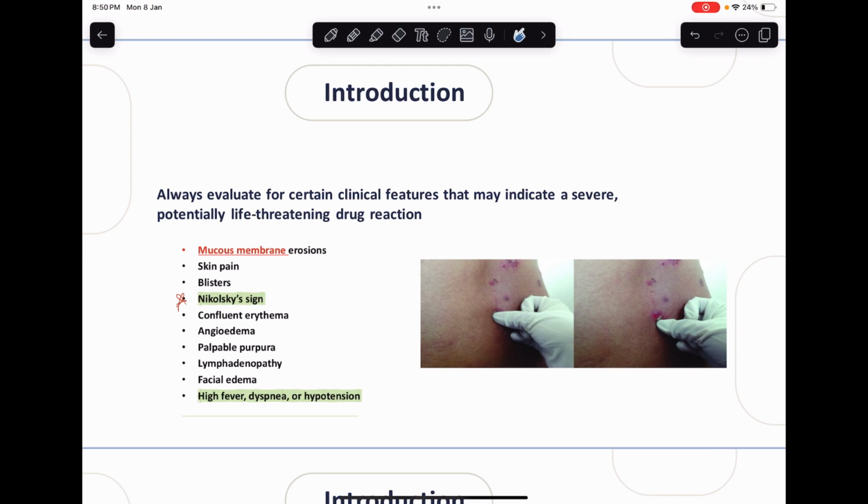Also angioedema is one of the alarming signs. Why? Because it may affect the airway, which is a life-threatening case. Also lymphadenopathy, facial edema, high fever, dyspnea or hypotension. Why? Because hypotension may indicate anaphylaxis, which is also a life-threatening reaction.